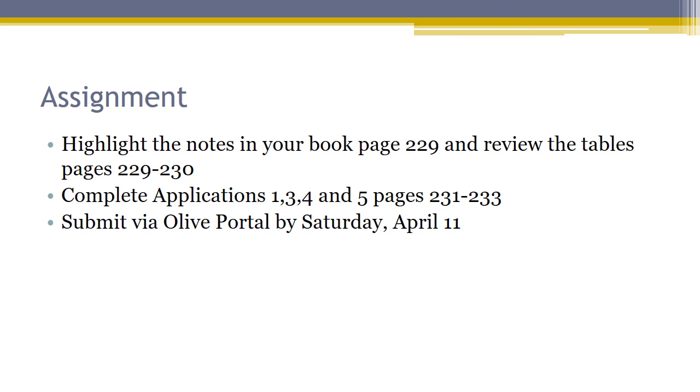So your assignment for this week: first, please highlight all the notes in your book, page 229. And for your benefit, also review the tables on pages 229 and 230 for all the mostly used prefixes in the English language. And then please complete applications 1, 3, 4, and 5. Do not do 2. They extend from page 231 to 233 and submit by Saturday, April 11.